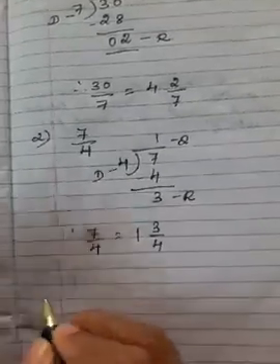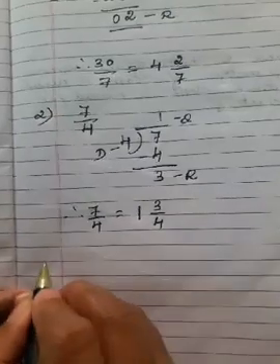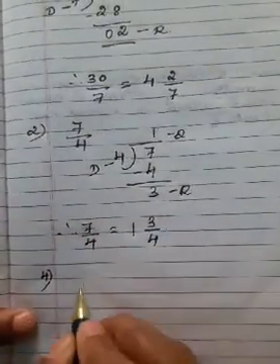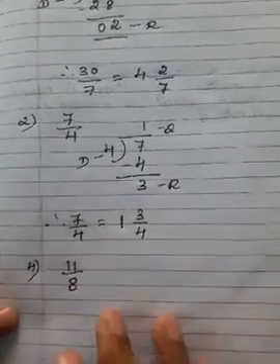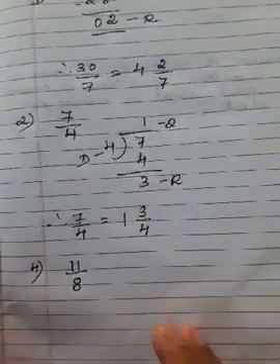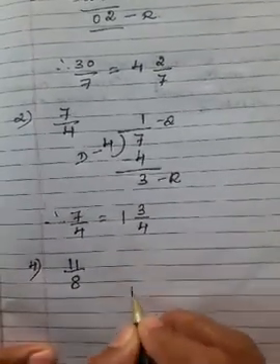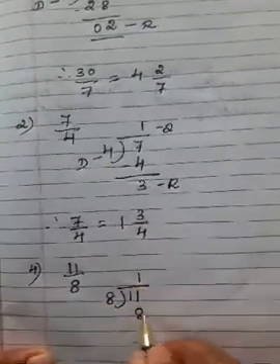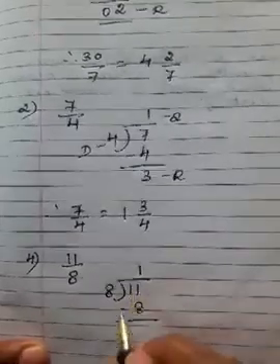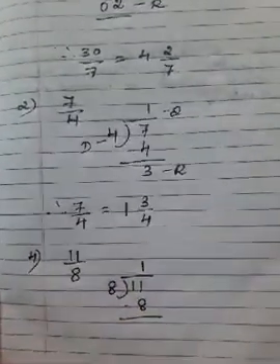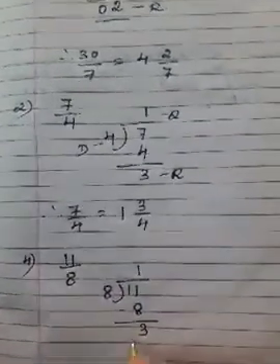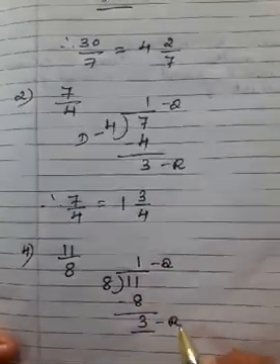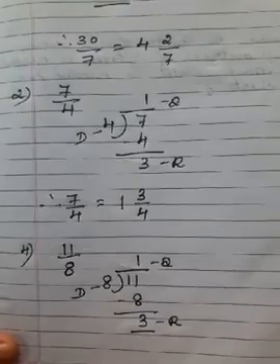Now next, in this question the third one is homework. Now I am doing the fourth one. Fourth one, 11 upon 8. So divide 11 by 8. 8 1s are 8. Correct. So 11 minus 8 is how much? 3. 3 is the remainder. So this is the quotient, this is the remainder and this is the divisor.